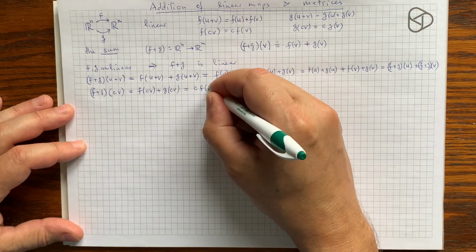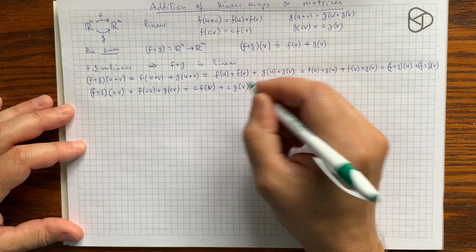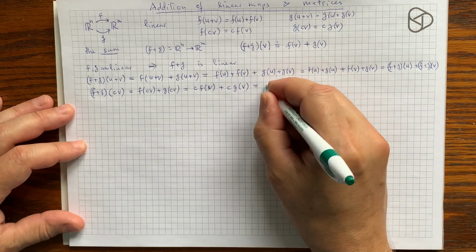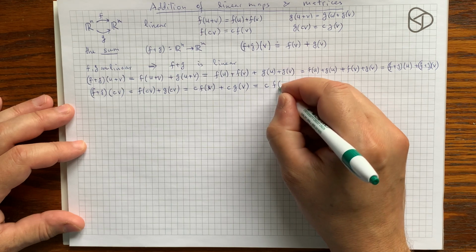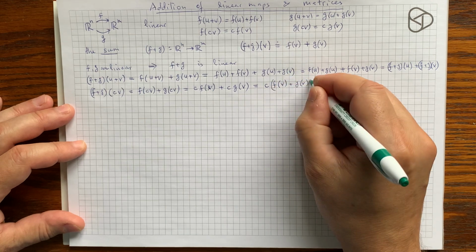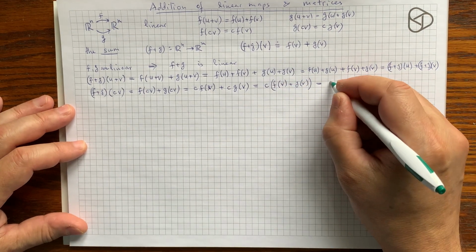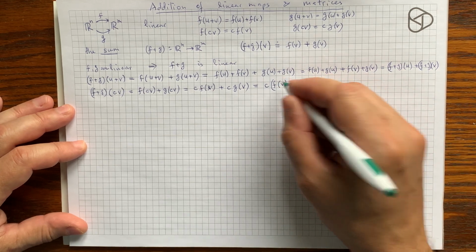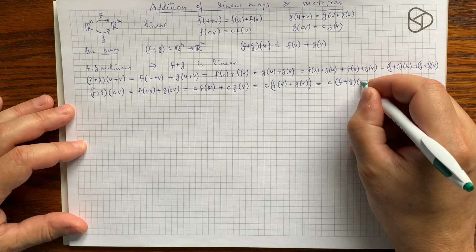This is v and g. And then distribute in reverse, combine it into one scaling of a sum. But then finally notice that this sum is nothing but the value of f plus g on v.